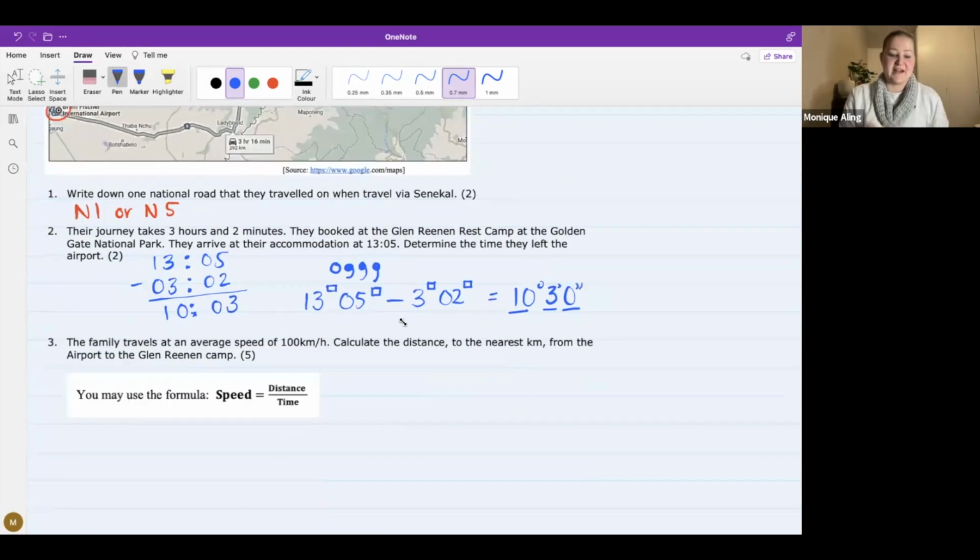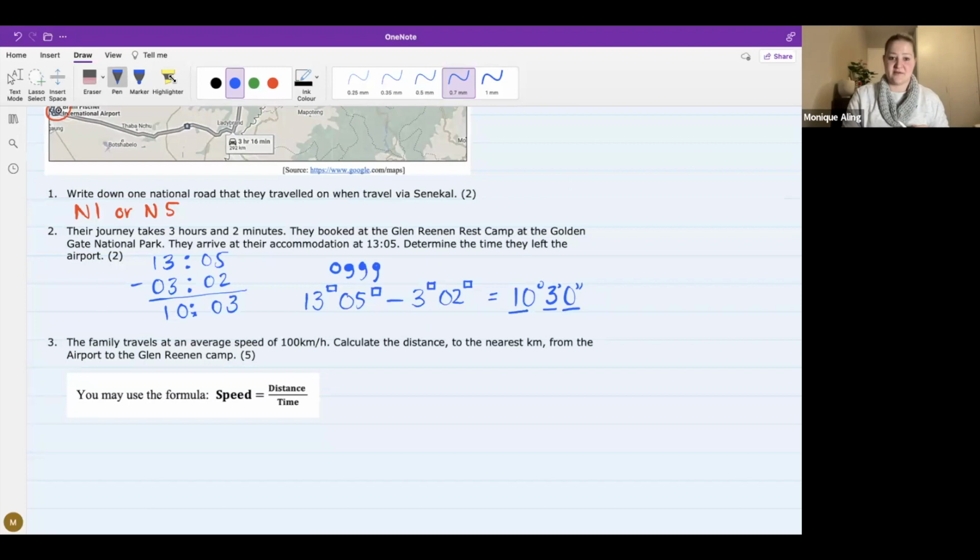Okay, then, so this family is going from the Bloemfontein airport to the Glen Rennan camp. The family travels at an average speed of 100 kilometers per hour. Calculate the distance to the nearest kilometer from the airport to the Glen Rennan camp. You may use the formula speed is equal to distance over time.